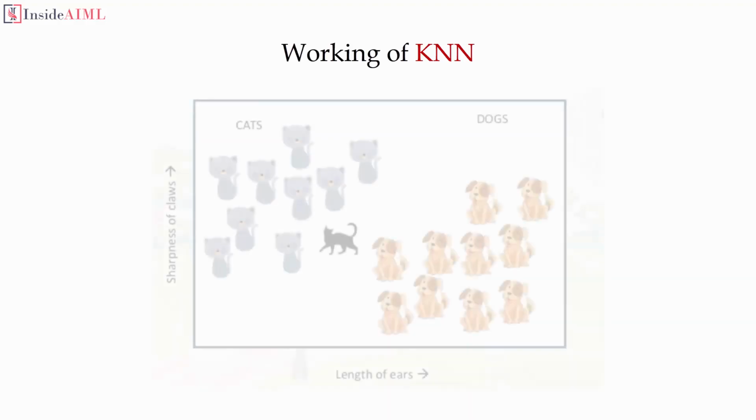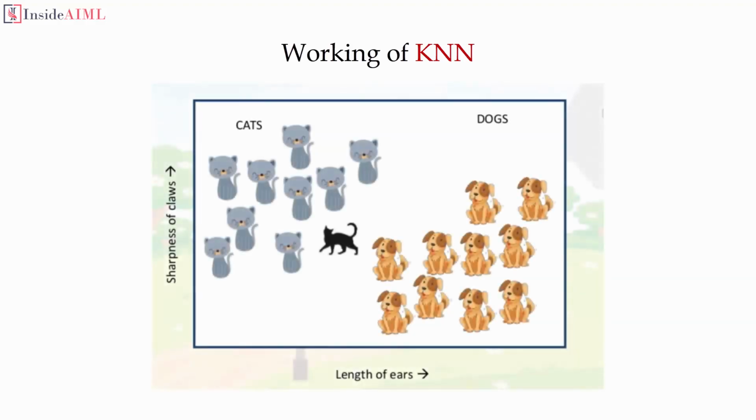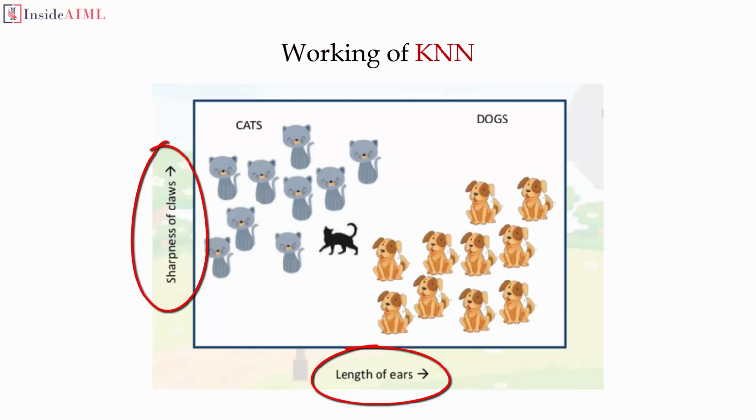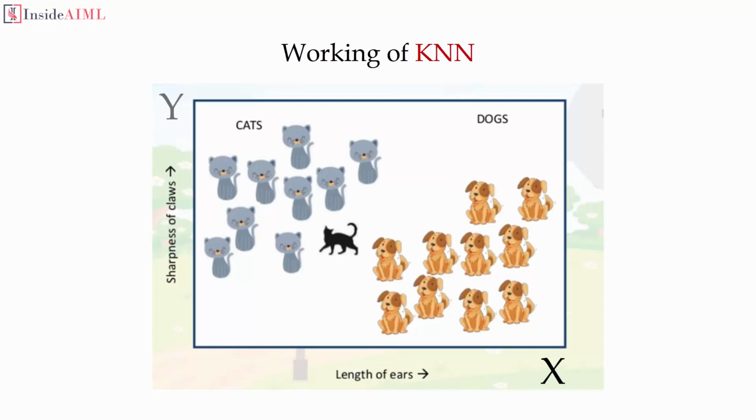Moving to the next section, we'll understand how KNN works. For this, let's take an example. Let us assume that we took the measurements of length of ears and sharpness of claws of many cats and dogs. And then we plotted the information on an XY axis, X being the length of the ears and Y being the sharpness of the claws. We have the same information, that is the length of the ears and the sharpness of the claws, for a completely unknown animal. And we have to decide whether the animal is a cat or a dog.